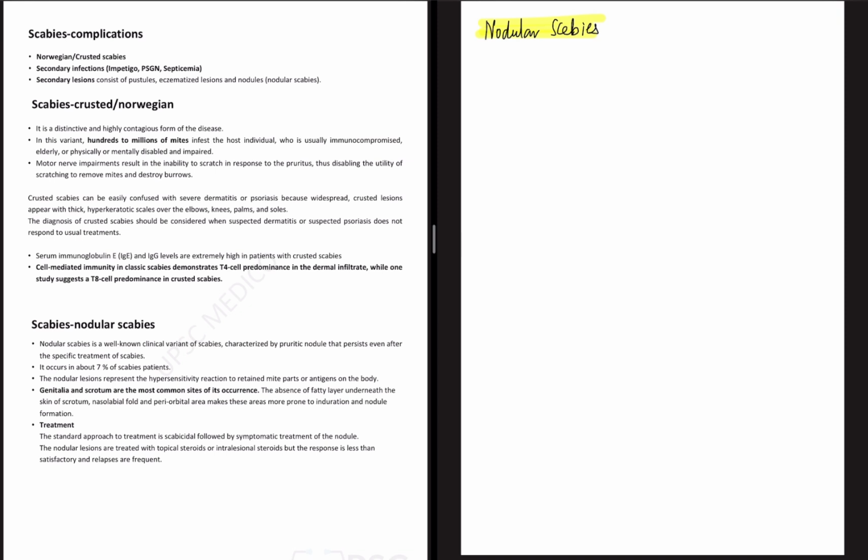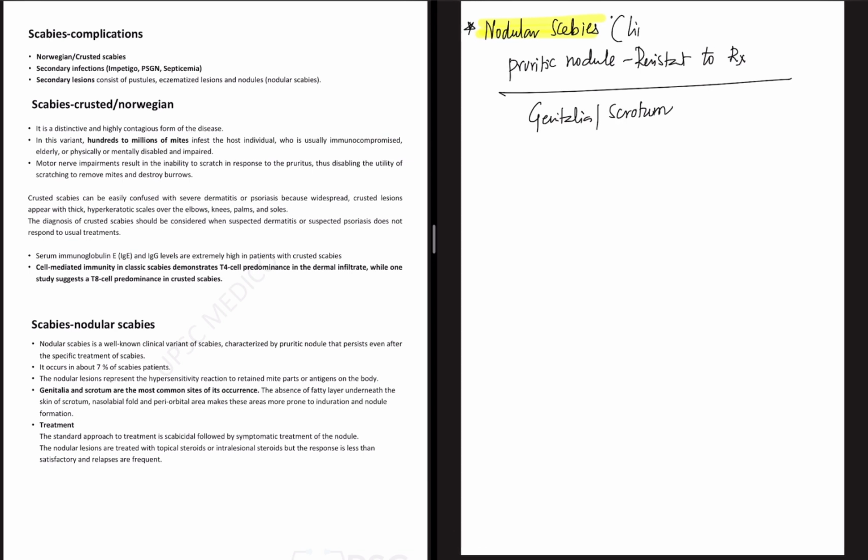This is a clinical variant where you will see a pruritic nodule which is resistant to treatment, and this involves mainly genitalia or scrotum. The same burrows will become nodule kind of lesions which are very pruritic, very resistant to treatment. They do not respond well to standard treatment protocols. So it is actually, instead of complication, I should call it as a clinical variant.